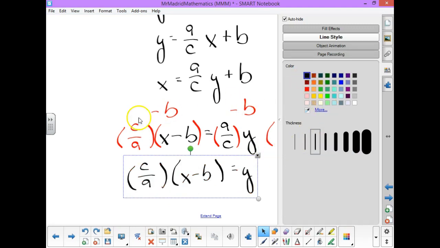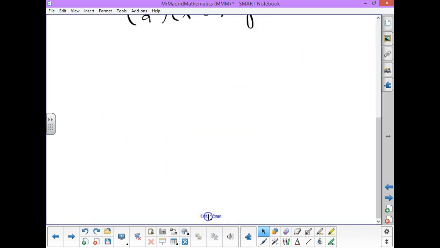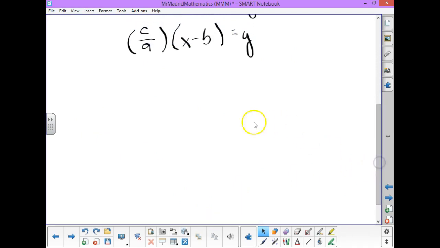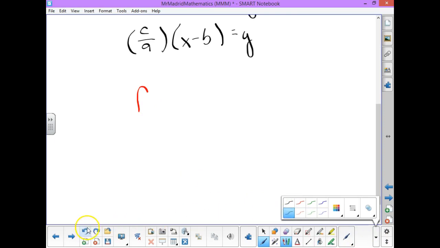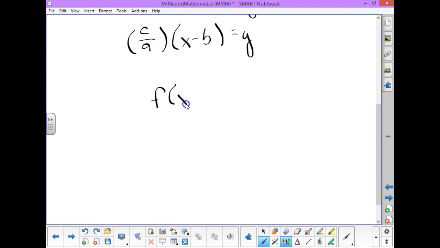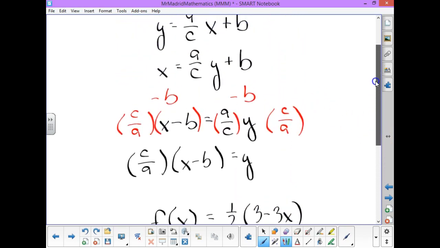Alright. Now let's take a look at an example. Let's look at something that might give you a hard time initially, and then you can set it up like this. So you've got f of x equals one half times (3 minus 3x). What you want is for it to look like this.